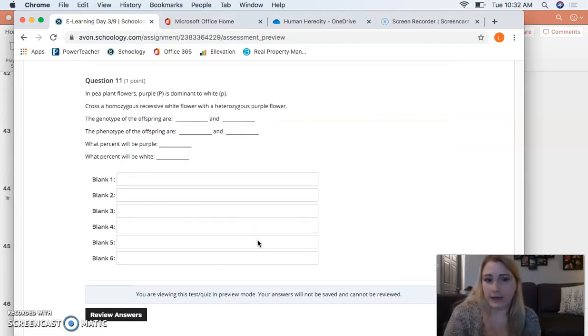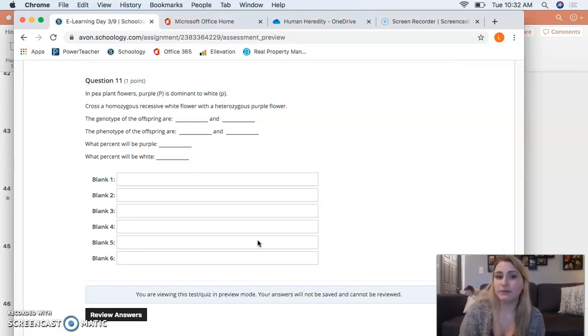All right, and finally, this is probably the toughest one. I know a lot of us struggled on this. Number 11. In pea plants, purple is dominant to white. Be careful when you're writing these out. I always have to over-exaggerate these so I know which P is dominant and which P is recessive, because capital P and lowercase b kind of looks the same.